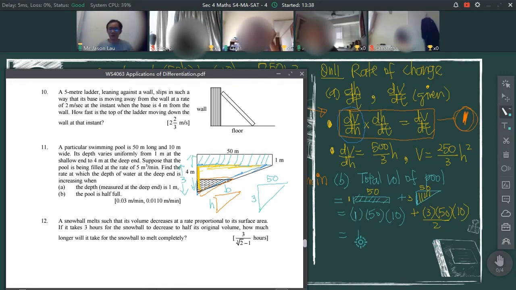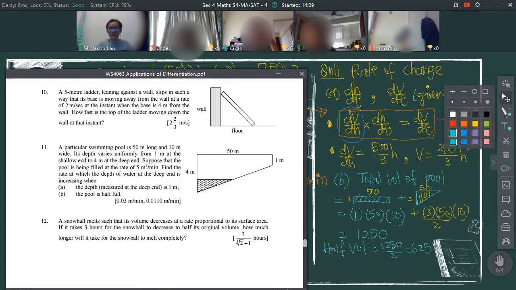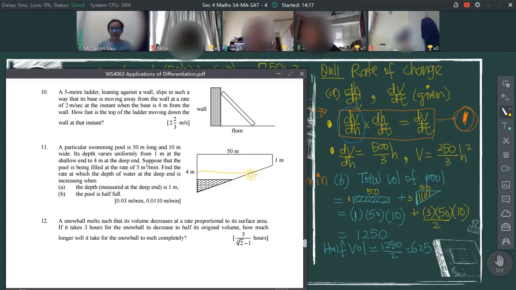Yeah, so this one will give you 1250. If you're going to work out all these things, you'll get 1250. Then half volume means simply 625. Okay, 625. Why do we do all these things? It's because the objective is to find the height, the depth of the water. We don't know the depth of the water, so half full will be somewhere maybe here.